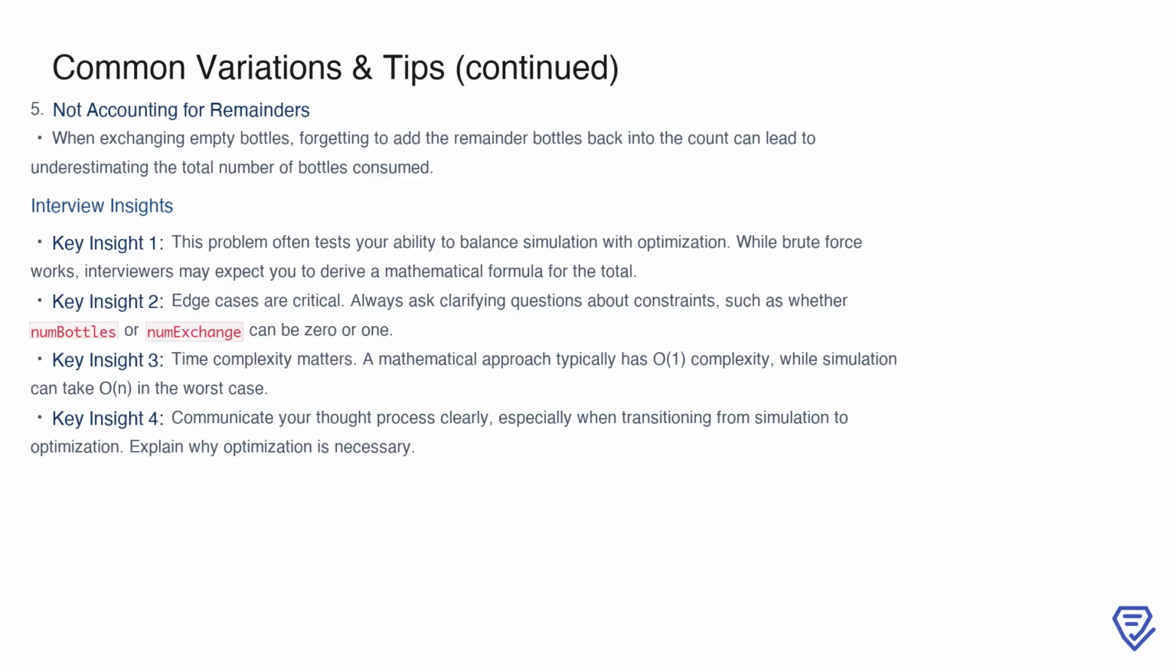Not accounting for remainders is another critical mistake to avoid. When you exchange empty bottles, any remainder bottles should be added back into the count. Neglecting this can result in underestimating the total number of bottles consumed.